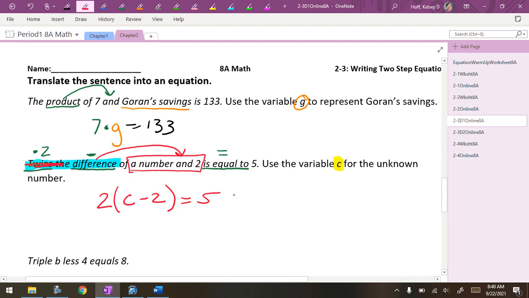That one's a little bit harder. Let me take off my candle. Twice the difference of a number and 2.